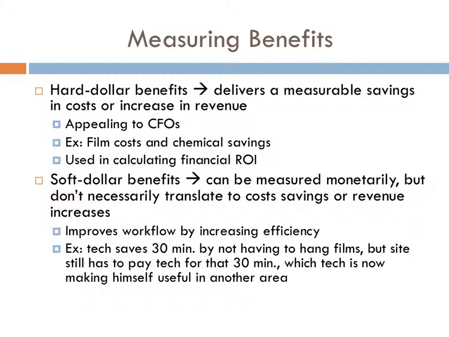Then there are soft dollar benefits. These can be measured monetarily, but don't necessarily translate to cost savings or revenue increases. This improves workflow by increasing efficiency. So, for example, a tech could save 30 minutes in their day by not having to hang films anymore if their department goes digital. But the site still has to pay the tech for that 30 minutes, which the tech is now using to make himself useful in another area. So while you may not be able to put a dollar sign on this kind of benefit, it still is a benefit to the organization.